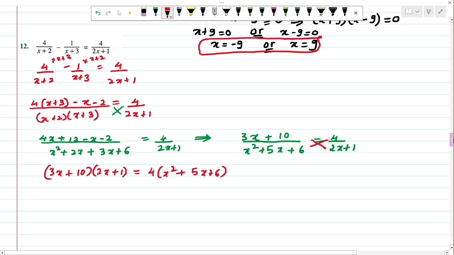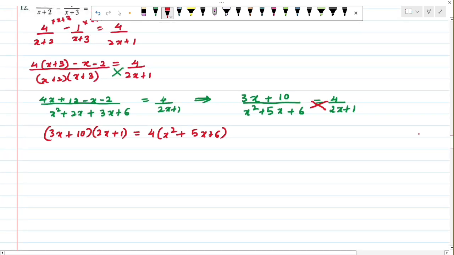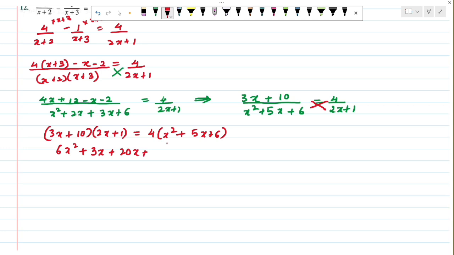Right? So now again I'll simplify this. I'll get 3 into 2, 6x square plus 3x. So this 1 into 3x is 3x plus 10 into 2x is 20x plus 1 into 10 is 10, which is equal to 4x square plus 20x plus 24. Right? So now I'll take this 4x square to this part. This plus 4x square will become minus 4x square.